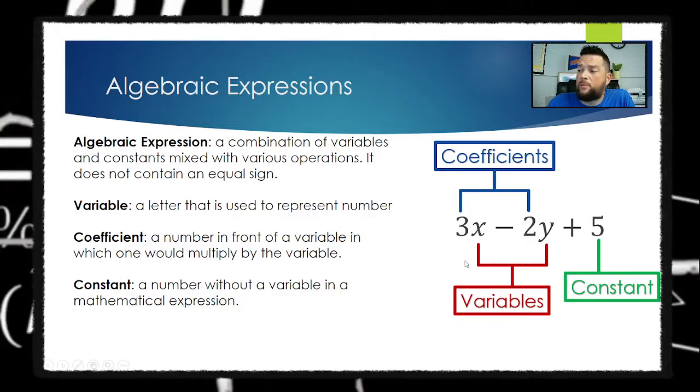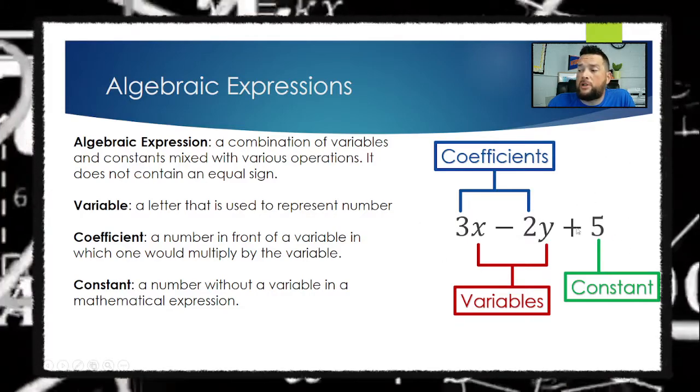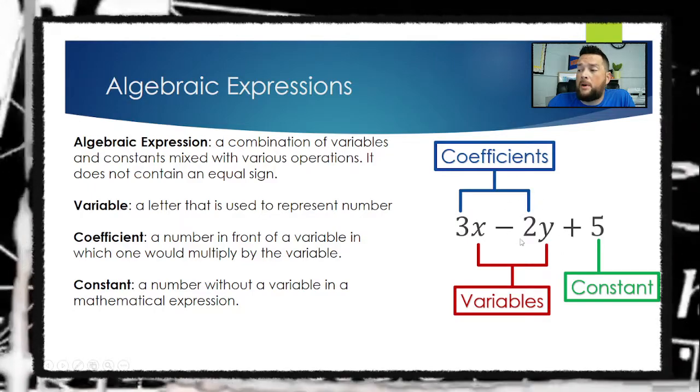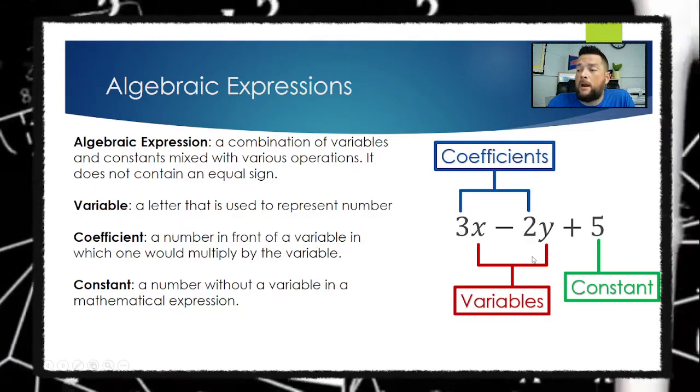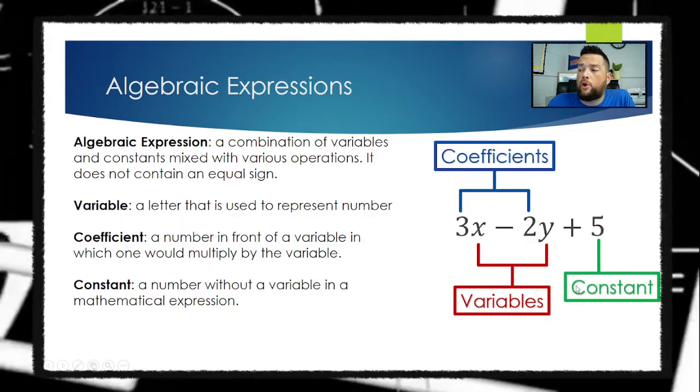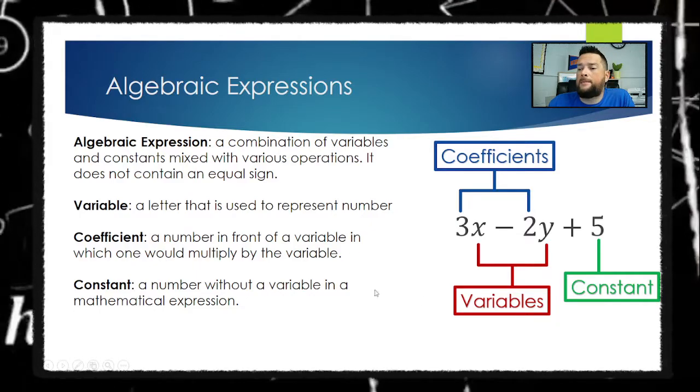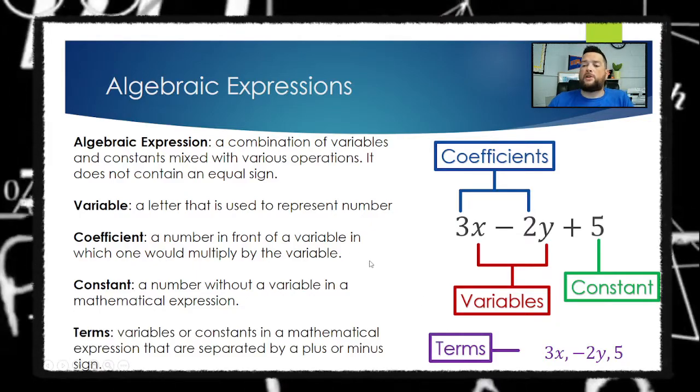So inside of an expression, you're going to see some numbers that just stand alone and some numbers that are attached to variables, all right? The ones that stand alone, they're called constants, all right? And then finally, the terms.